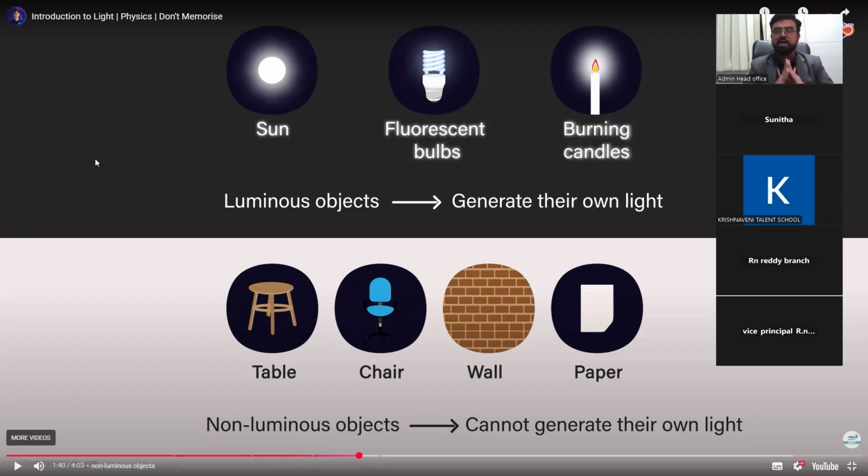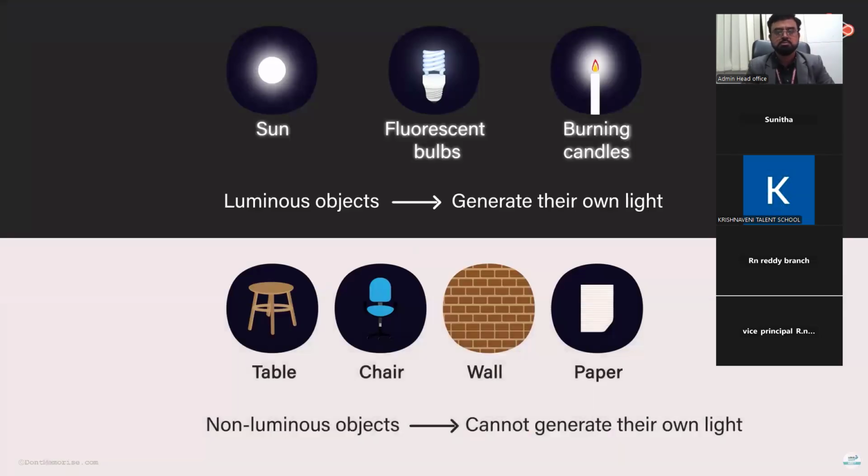So they are not producing light by themselves. They are purely dependent on the reflection of light. Such objects are called non-luminous objects. Everything, even you also, non-luminous only. Your cycle, your vehicle, your car, all these are visible only when there is a light. Such objects are called non-luminous objects, which cannot generate the light on their own. Clear?